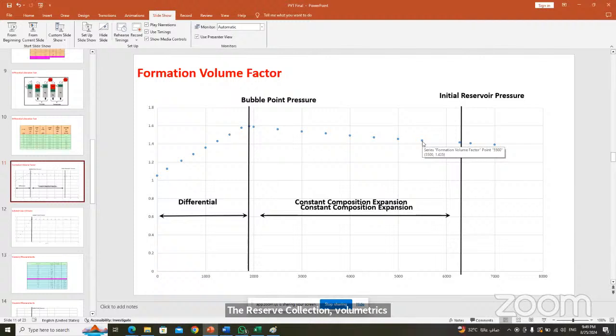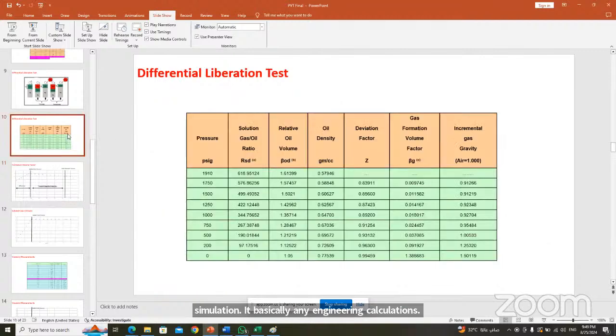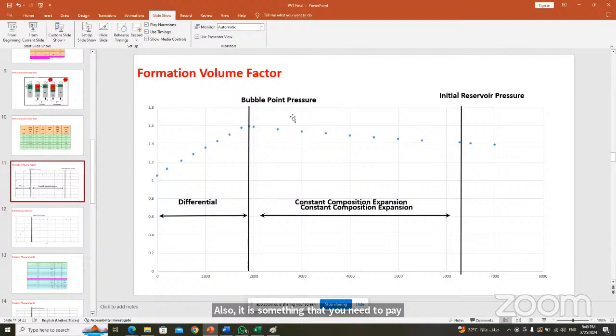It's very important in the material balance, reservoir simulation, basically any reservoir engineering calculations. Also, there is something that you need to pay attention to: the trend of the Bo curve is very important, because this basically represents the oil compressibility. If you have a very gentle slope for the Bo curve, it means that you have a low oil compressibility.